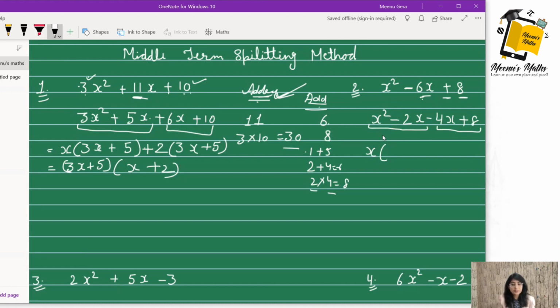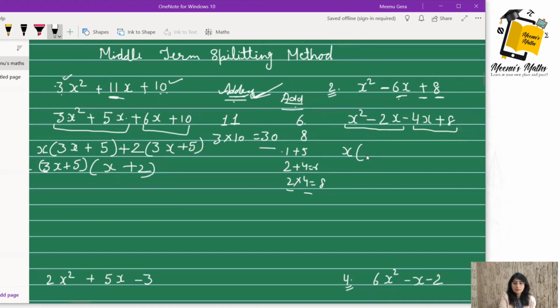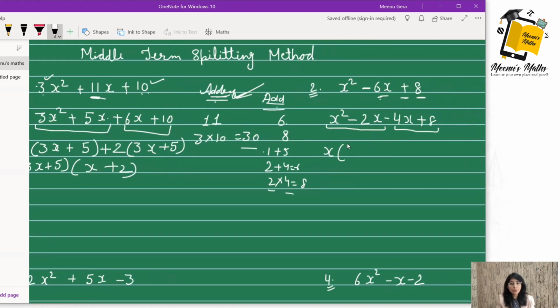X is common here. From x here, I have taken x. And now x is remaining here, minus. Then from 2x, I have taken common x and 2 is remaining here. Now this is minus. Look at this step very carefully. As I have taken minus here, from these two terms I am taking 4 as common. It's quite simple that from 4x, if I have taken 4 as common, x remains here.